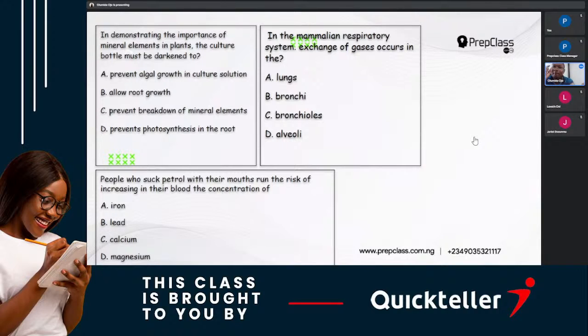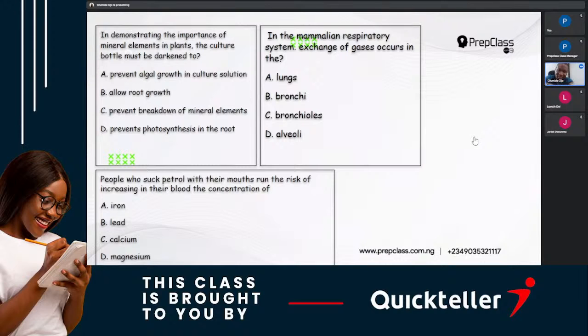So the respiratory system starts from the nose. After the nose, you go to the pharynx. After the pharynx, you go to the larynx. After the larynx, you go to the trachea. After the trachea, it divides into two and enters the lungs. And inside the lung, you have the bronchi, the bronchioles, and then at the last edge is where you have the alveoli. So the alveoli is the part where there is exchange of gases. Oxygen is coming into the blood and carbon dioxide is leaving the blood.